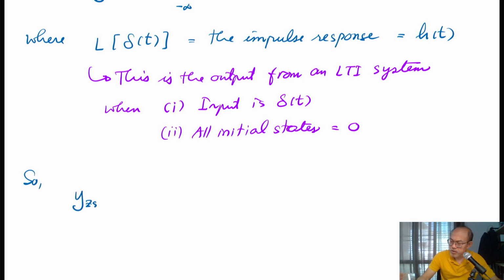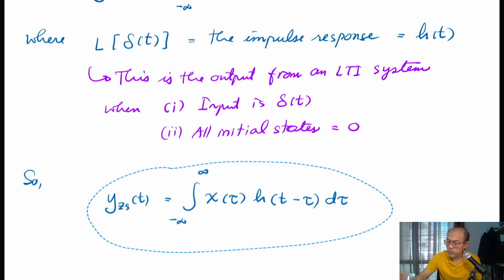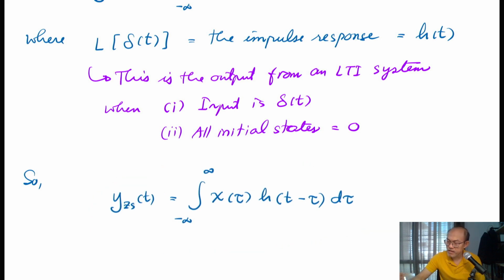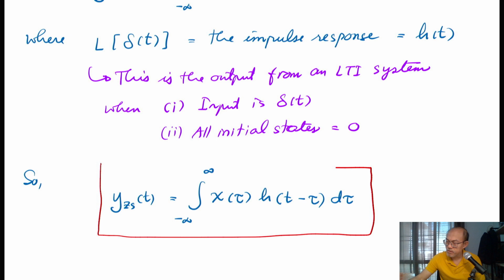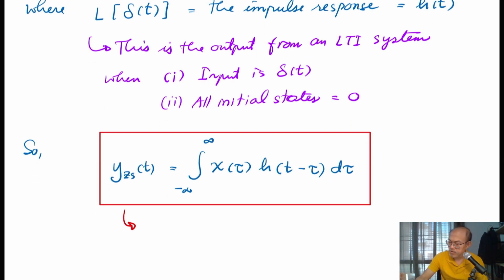So using this notation, the zero state response from an LTI system can be found using this integral, integrating from minus infinity to infinity x of tau, and then the impulse response h at time t minus tau, integrated with respect to tau. Now this integral is very important. It is so important that we give it a name, and we call this integral the convolution integral.